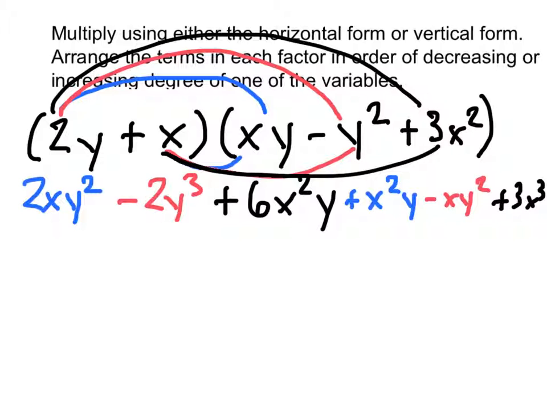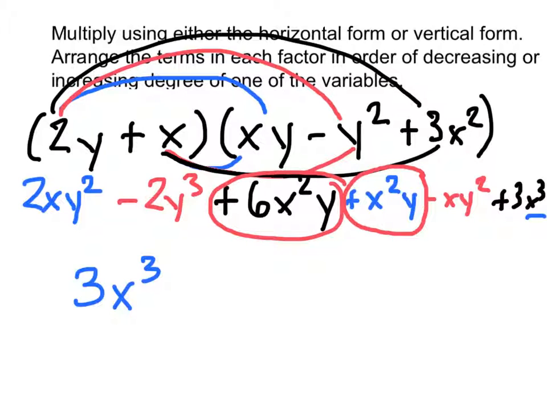Okay, so now I have it distributed. Now I'm going to put it in order, okay, based on the exponents on the x. So I'm going to look for the largest exponent on the x, and right here I have an x to the third, so that's what's going to go first. I have 3x to the third. Now I'm going to look for any terms that have an x to the second. So right here is an x to the second, and right here is an x to the second. So I end up with positive 7x to the second y.